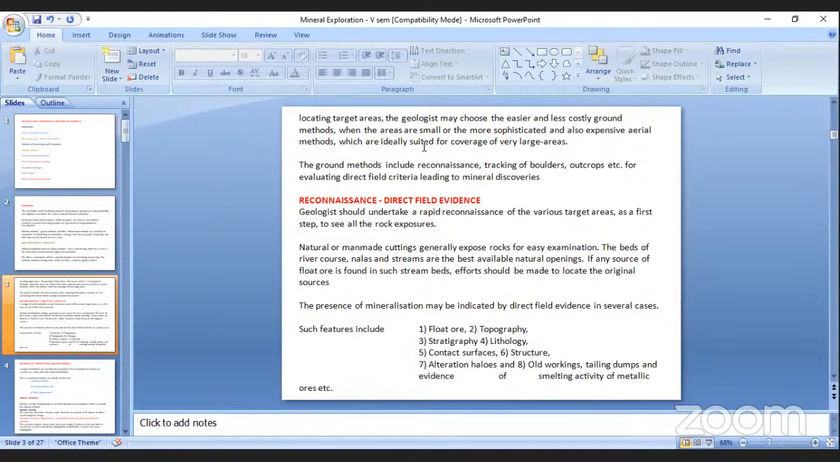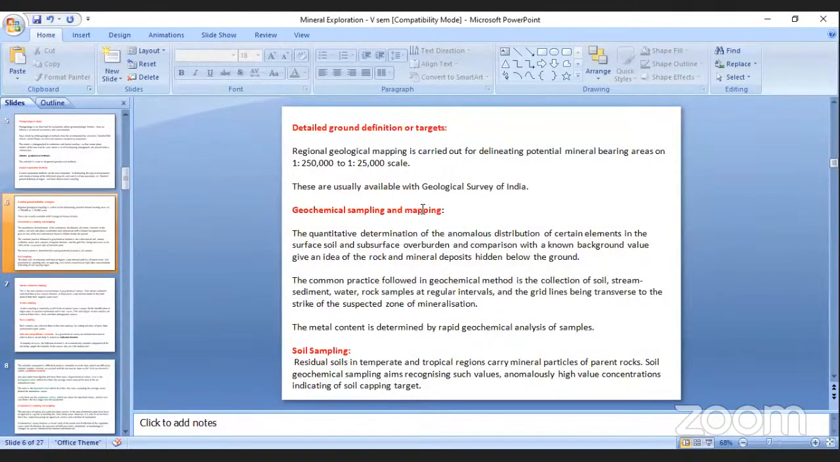And along with that, we had a discussion on geochemical sampling and mapping. In geochemical sampling and mapping, actually there are 6 types of sampling. I told you that. For example, the first one is soil sampling. How we will collect the soil sample and where we will collect the sample, I told you that also, but I'll tell you again.